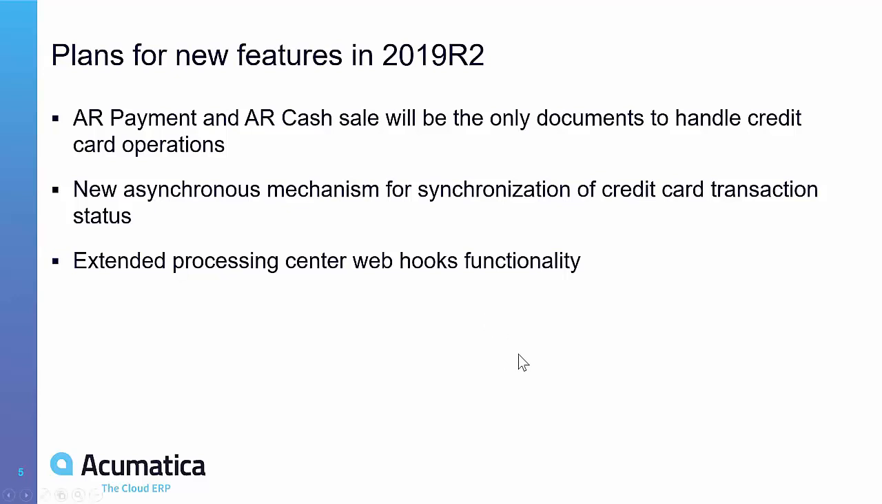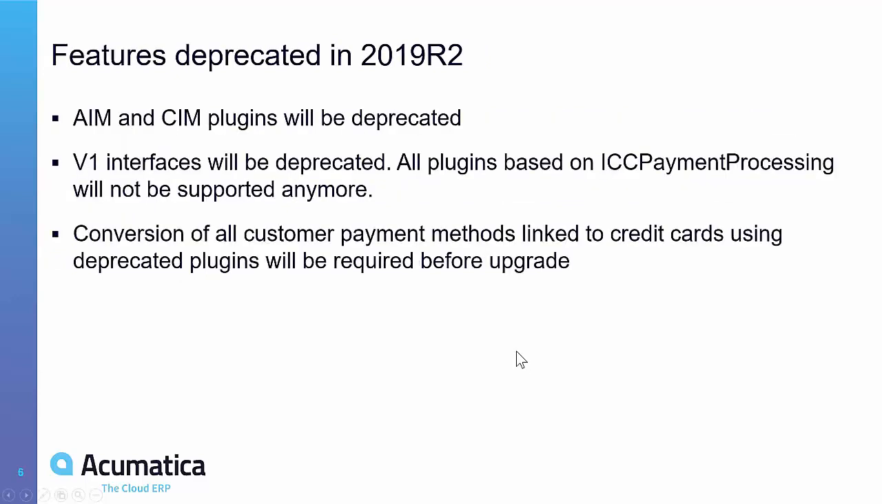Okay, and the last thing that I want to mention is features that will be deprecated in 19R2. Those are our own plugins that we have implemented before, which are now called AIM and CIM in the system. We will remove them. And the interfaces that those plugins were built upon will be deprecated and removed too. So this is specifically the ICC payment processing interface and all functionality related to that.